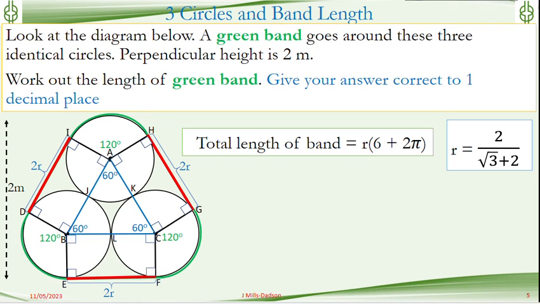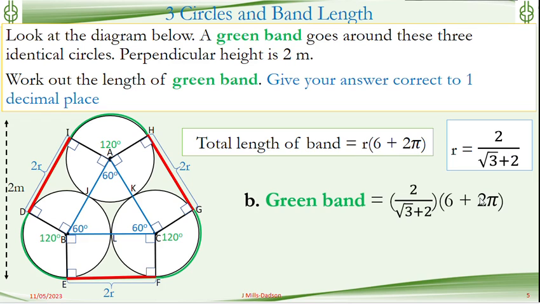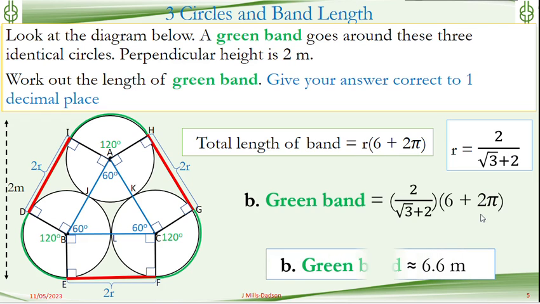So now going back to what we had for our total length of the band, we can replace the radius with this, and now the calculator will work it out for you, and approximately you have 6.6 meters. So this is how to solve this kind of problem.